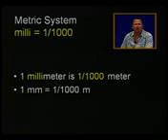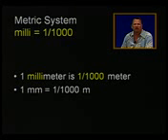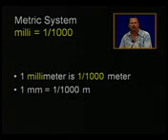Milli means 1/1000th of anything. So a millimeter is 1/1000th of a meter, and I showed you the millimeter earlier. And abbreviated, that's mm. 1 mm is equal to 1/1000th of a meter.